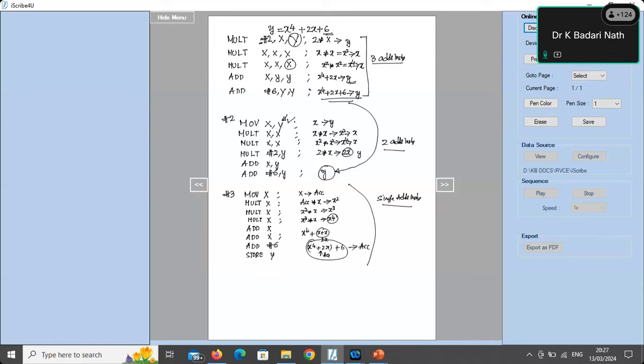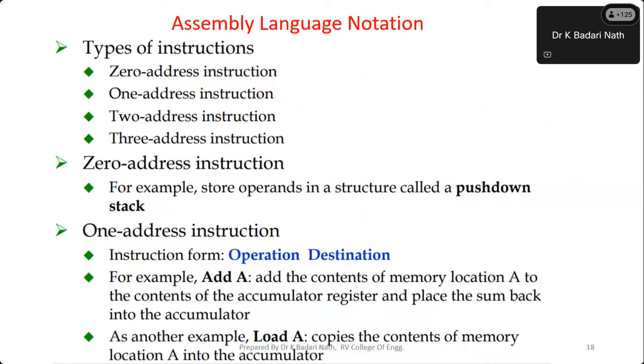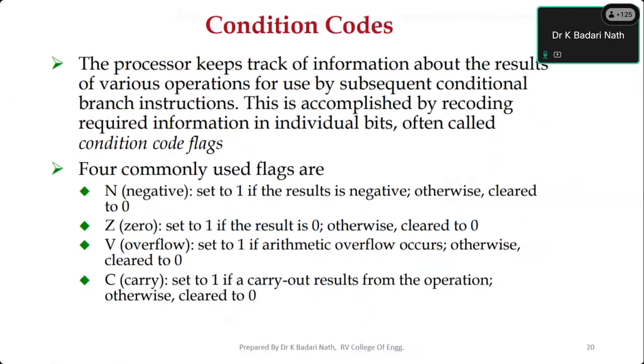So which way does the industry have to move forward? They have to facilitate the programmers, and they also have to facilitate the hardware manufacturing vendors. So let's move to the next concept. Now we have understood one address and two address instructions. Now it's time for us to understand what are called the condition code flags.